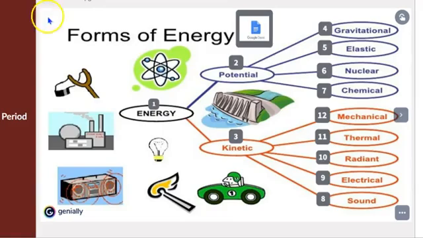So far, you should have learned what energy is. You should know the similarities and differences between potential and kinetic energy. In today's lesson, you will be taking notes over the 4 types of potential energy. Those 4 types are as follows: gravitational, elastic, nuclear, and chemical.